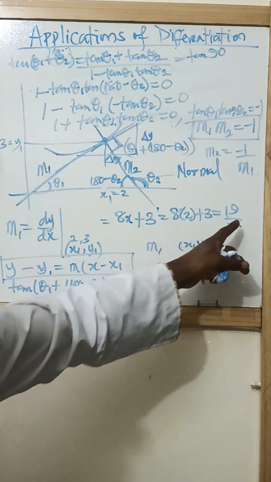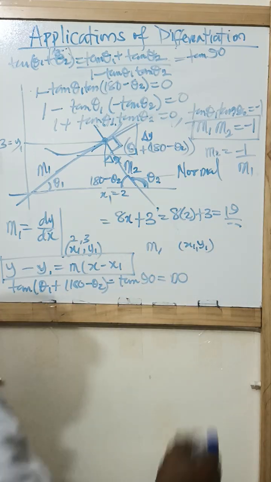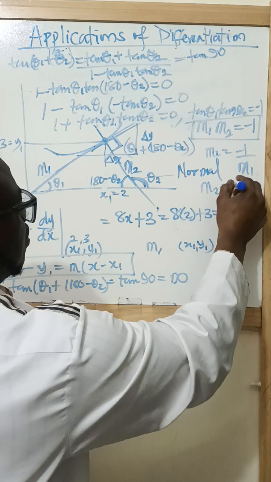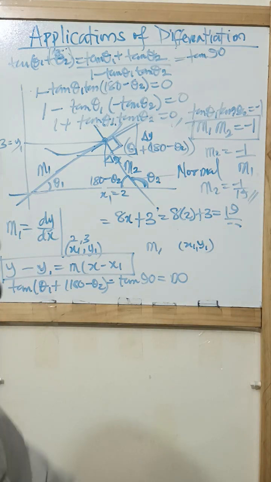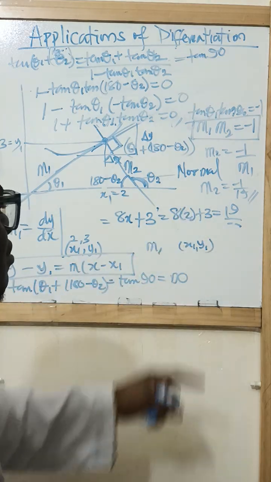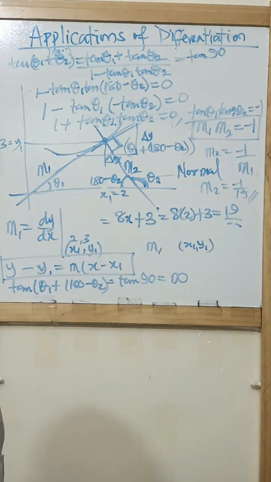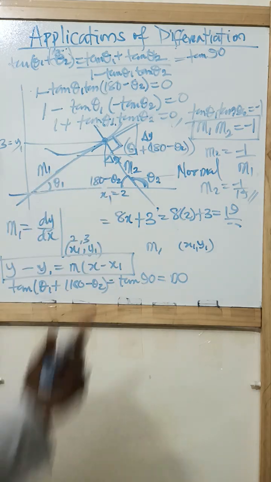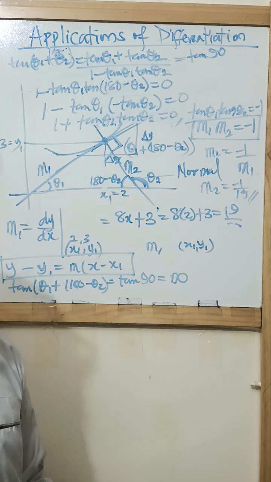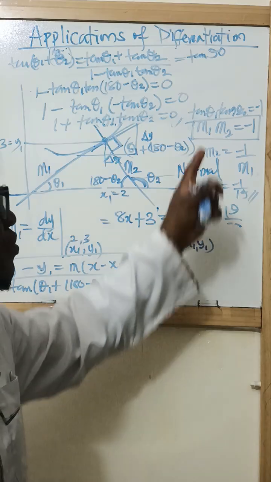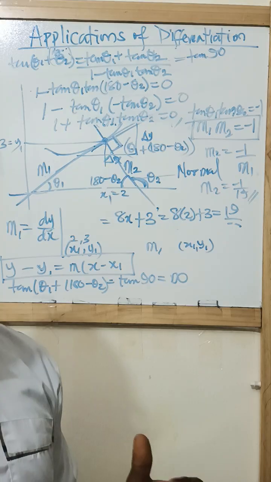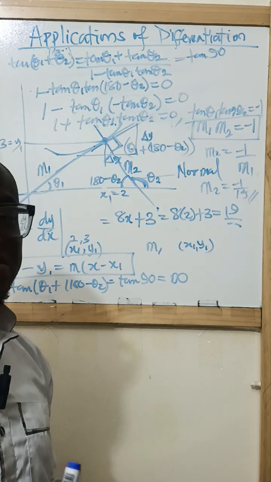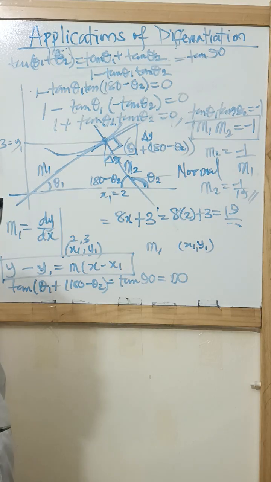So from here, since we got M1 to be 19, M2 is going to be minus 1 all over 19. And if we know the gradient, then we can find the equation of that normal, right? Because we know the points. Okay, so that's how we get it. So this is what we want to establish: the connection between the tangent and the normal, their gradients. They are all passing through the same point. Okay, so that's it. Thank you.